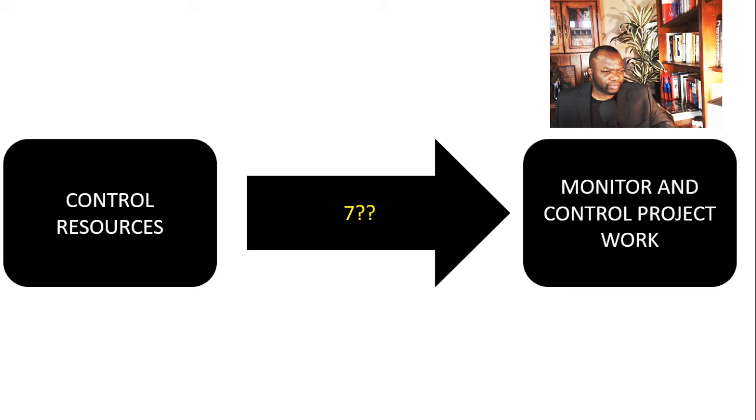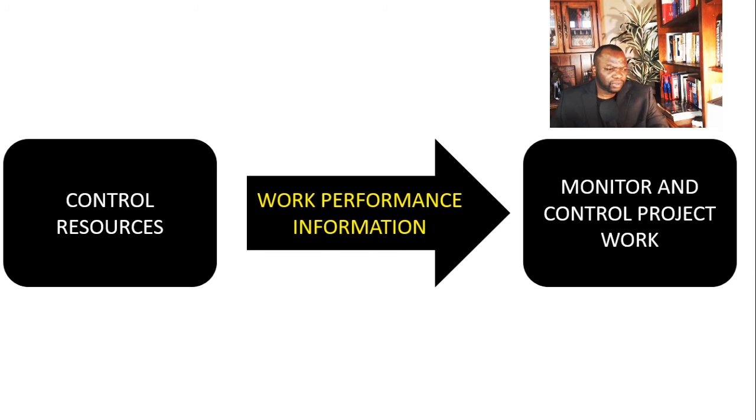Crickets as usual. All right. 5, 4, 3, 2, and 1. So from control resources, you obviously get work performance information, if you didn't already know that. Okay?